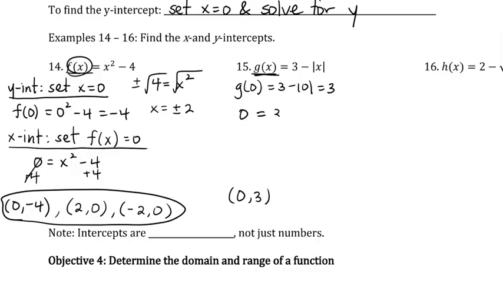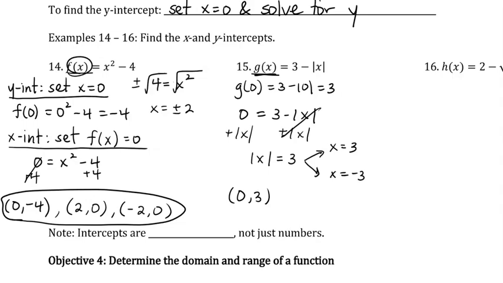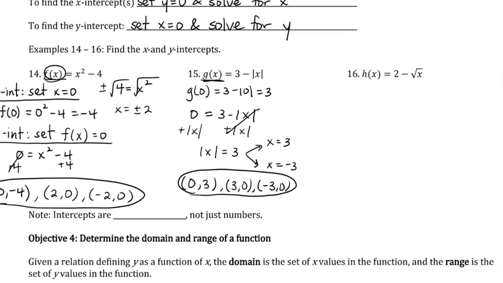I get 0 is equal to 3 minus the absolute value of x. We can add the absolute value of x to both sides of this equation. Just remember, that's an absolute value equation now. To isolate it, we need to get the absolute value on one side by itself. That's a positive number, so we break this off, set the inside equal to the positive and the negative. We get 2 different x-intercepts. One at 3, 0 and one at negative 3, 0. So this function also had 3 intercepts.